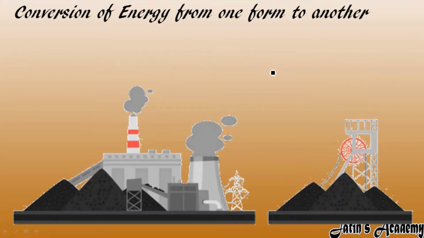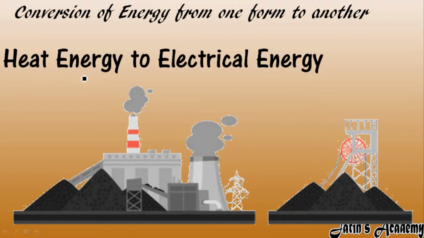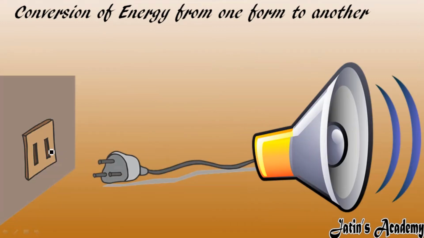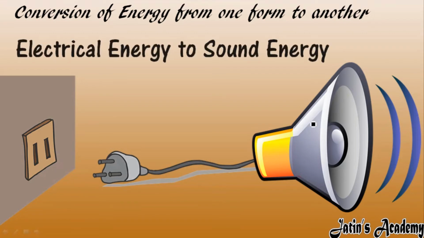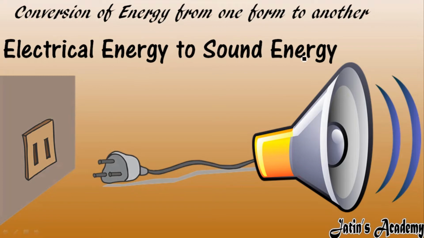Next we have a power plant. In the power plant we are giving heat and generating electricity. So heat energy to electrical energy. Coal is burned here, so heat energy is converted into electrical energy. Next we have a loudspeaker, where we give electricity and sound is produced. So in this case electrical energy is converted into sound energy.